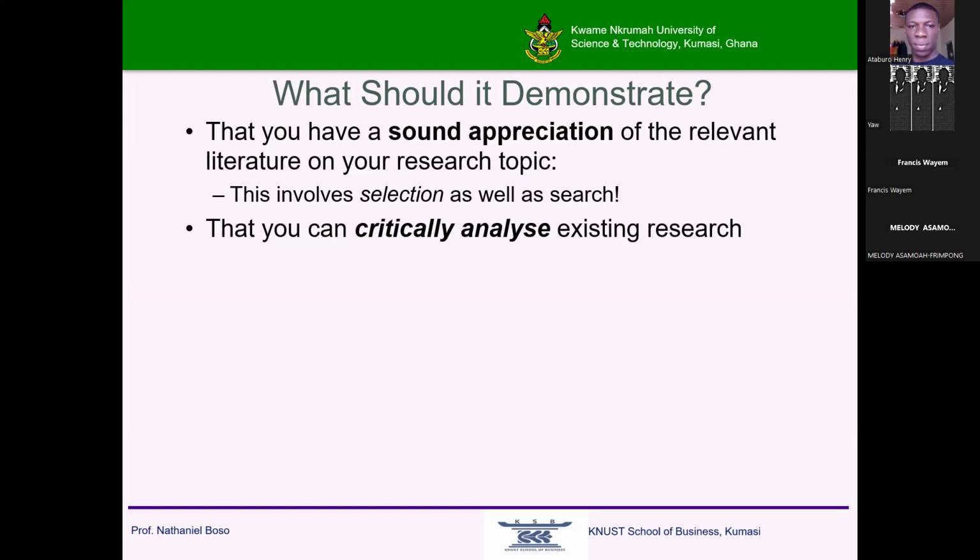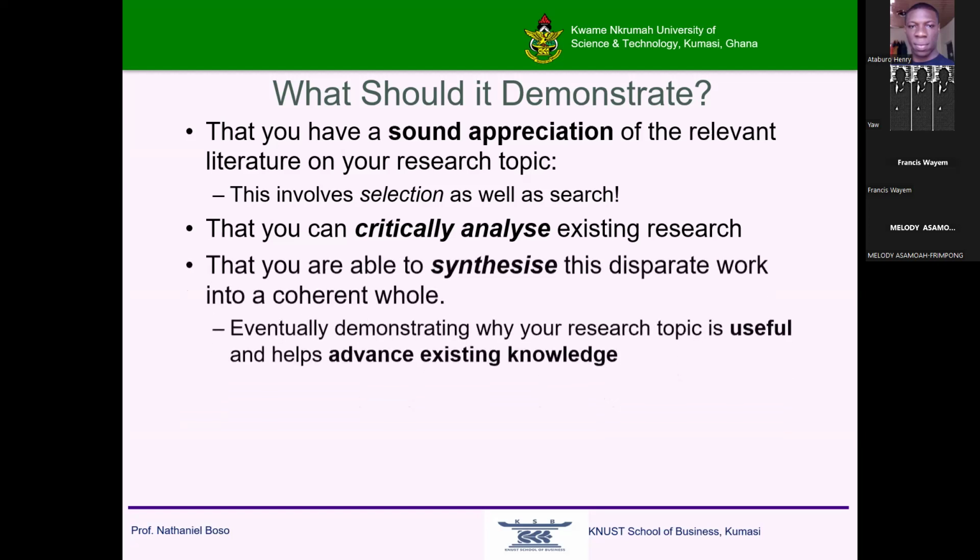Why are some finding positive relationship and others are finding negative relationships? Why are others finding no relationship at all? What is the conclusion we are making from this? So your critical analysis of the existing articles or research is very important. So anybody reading your literature should see how you are critically even analyzing people's conclusions, people's findings, and people's methodology and all that.